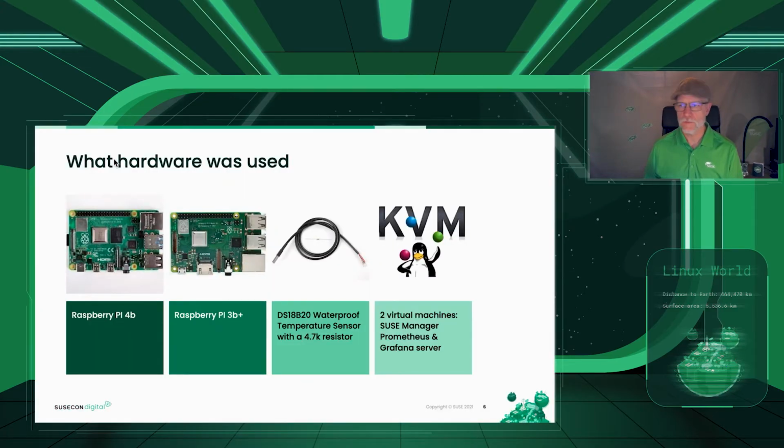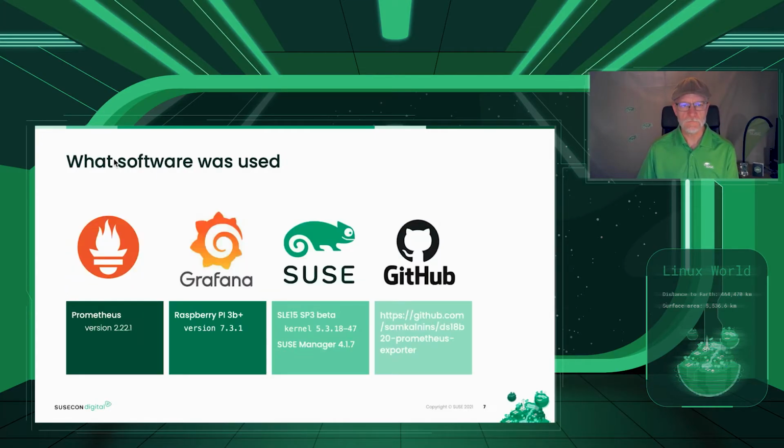Of course, here are the pictures of what I used. You can see that there's my Raspberry Pi 3s and 4s. There's the DS18B20 water temperature sensor. And of course, KVM to host my virtual machines on my laptop.